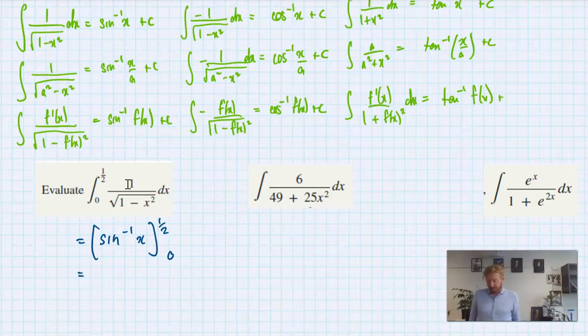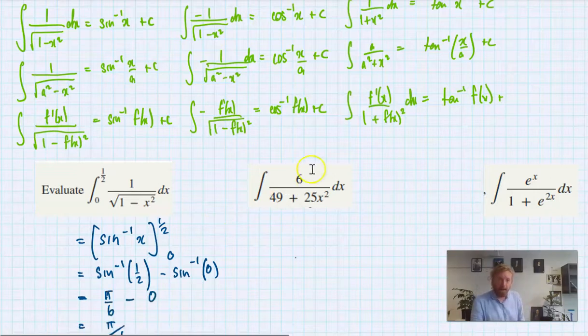I'll write it out: sine inverse 1/2, and then I want to minus off sine inverse 0. Sine inverse 1/2, which angle has a sine of 1/2? That's going to be pi on 6. And which angle has a sine of 0? That's going to be 0. And my answer is going to be pi on 6.